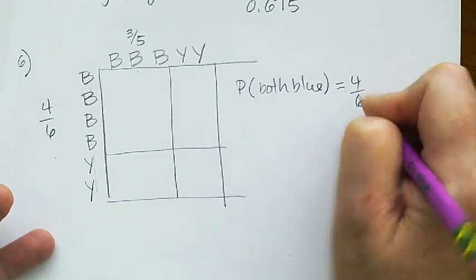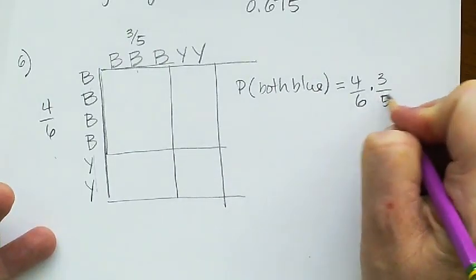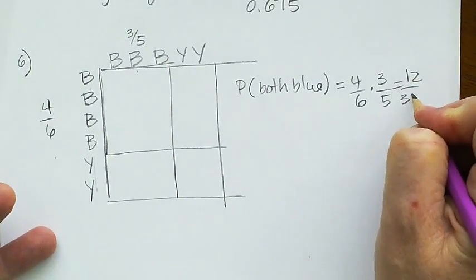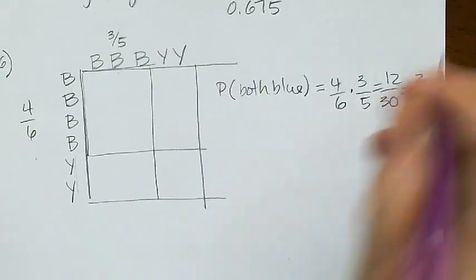So the probability of both blue is 4 over 6, this length and this width, times 3 over 5. So 12 over 30, which will reduce to 2 over 15.